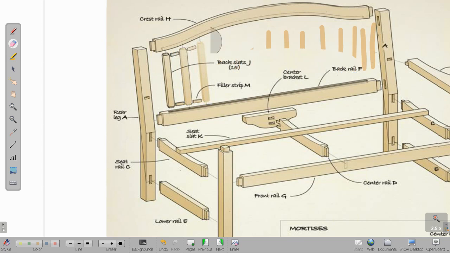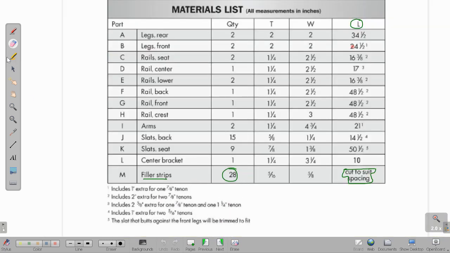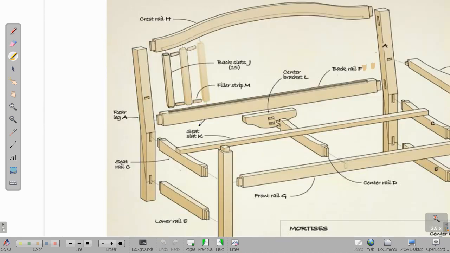One way to look at it is that we have a total of 28 filler strips. From that we can understand that the bottom will have 14 of them, and the top will have 14 of them. So there are 14 filler strips at the bottom, and the top will have 14 filler strips. We have to look at the length of the filler strip.